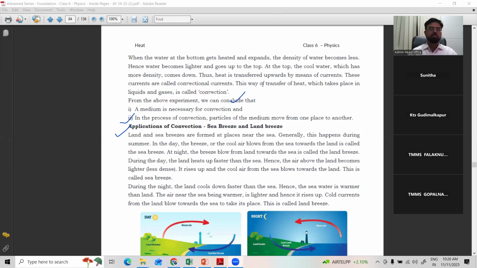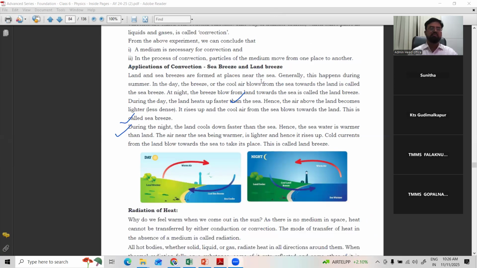So, when you see the applications where this convection process is applicable, it is very interesting to see. Applications of convection: sea breeze and land breeze. When you go near the sea or a beach, we can experience this. Daytime, nighttime, the temperature is quite different. Land and sea breezes are formed at a place near the sea. Generally, this happens during the summer.